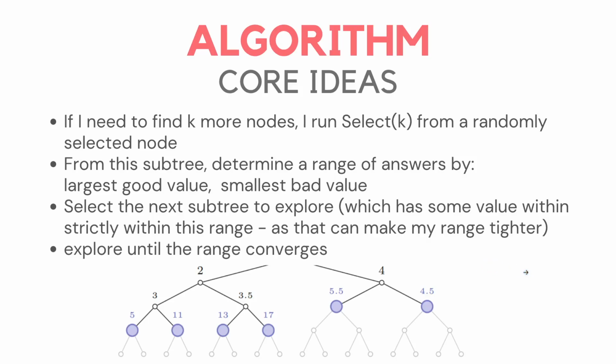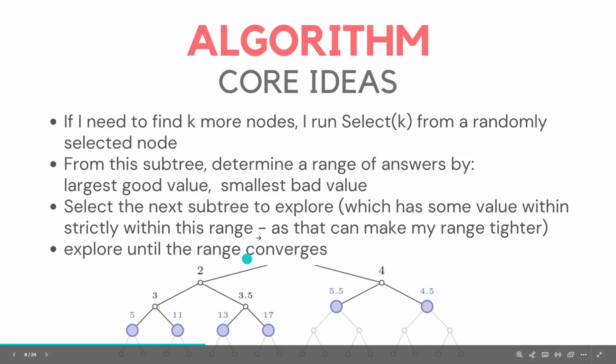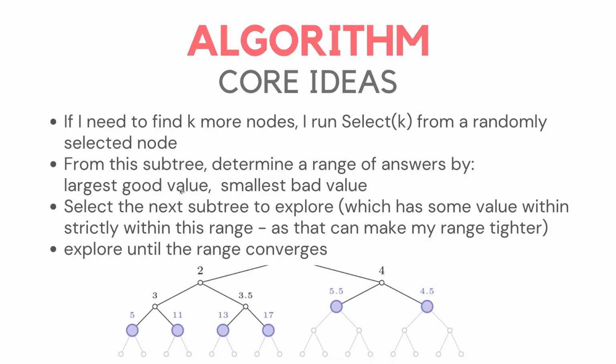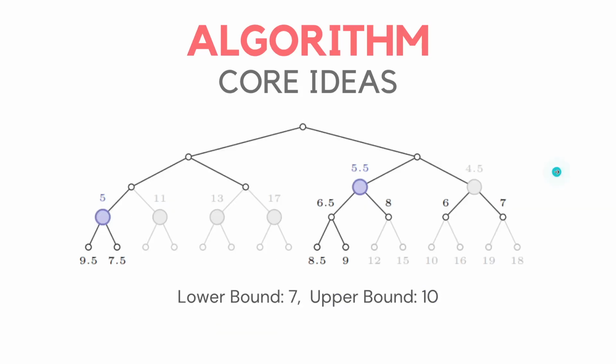They can help me figure out what is the largest good value that I know of and what is the smallest bad value that I know of. And the idea is I keep exploring more and more subtrees until this range between the largest good value that I know of and the smallest bad value that I know of slowly converges. And once it does converge, then I know that I have found the largest good value, and the largest good value is the nth value itself.